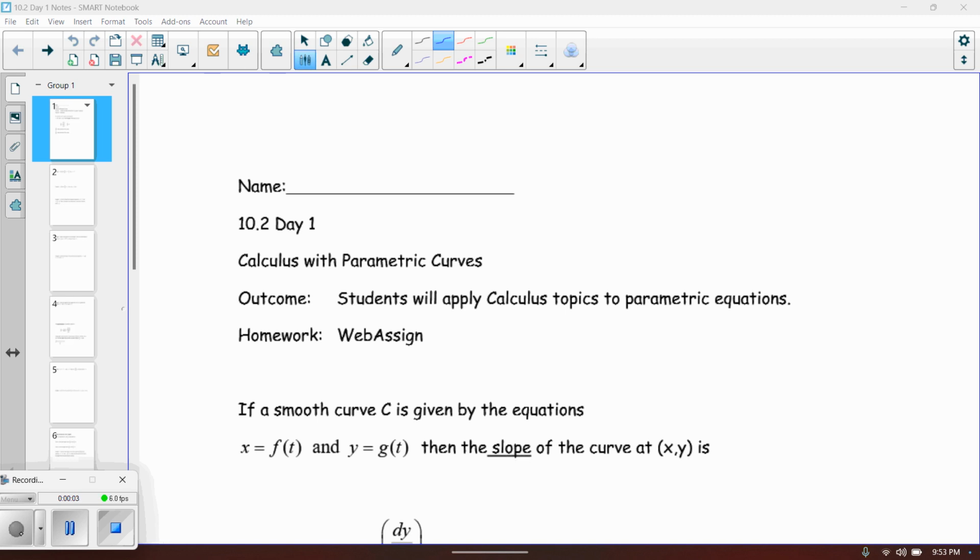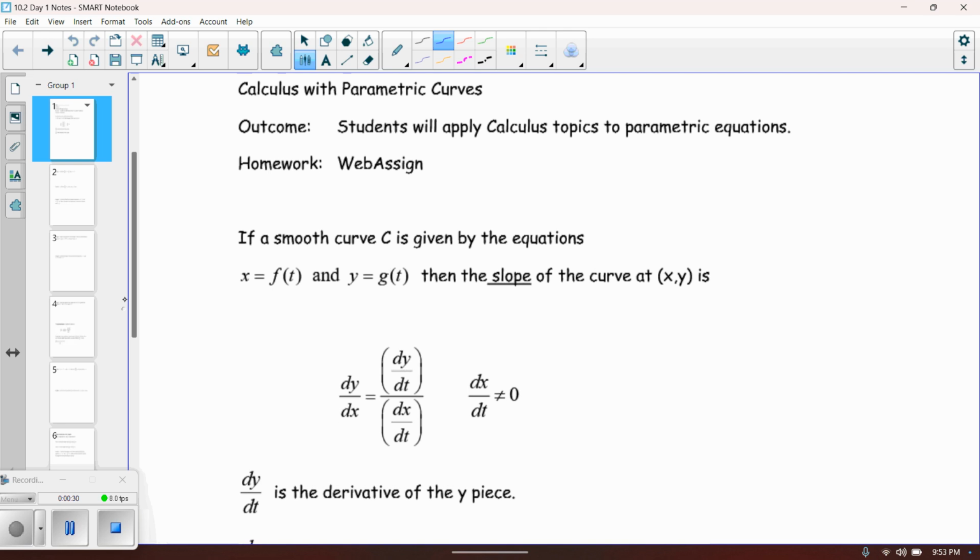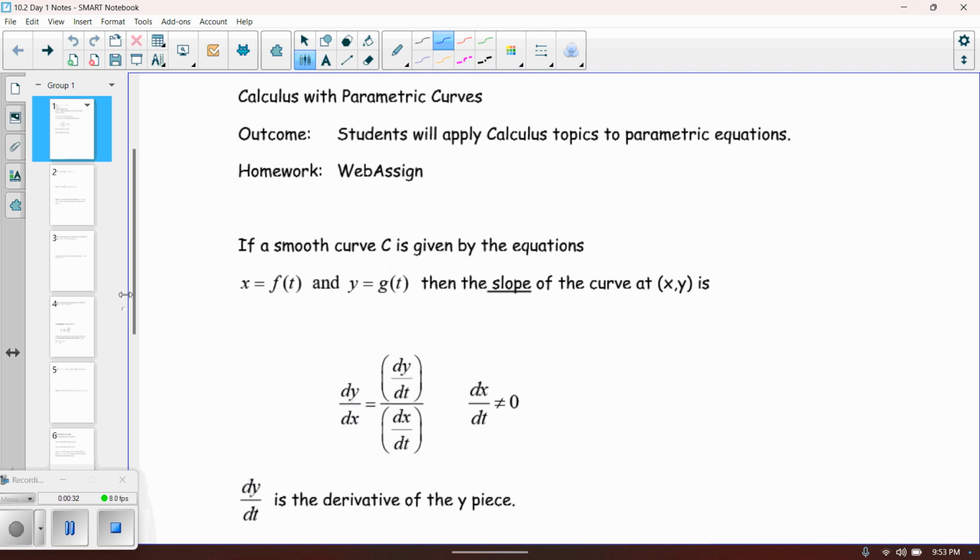All right, so this is section 10.2, day one. This will definitely be a multi-day, multi-video lesson. We are now going to start talking about the calculus using parametric curves. In 10.1, we talked all about parametrics and how that works, and now we're going to apply the calculus to it. Just like everything else in rectangular, we have calculus that we can use with parametric curves.